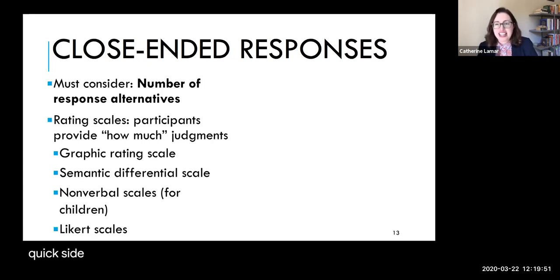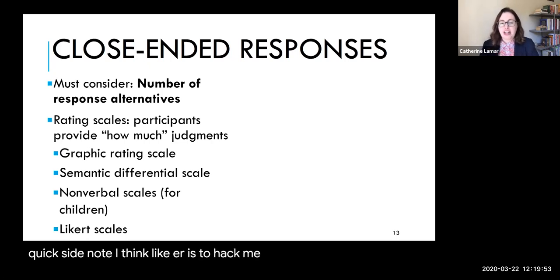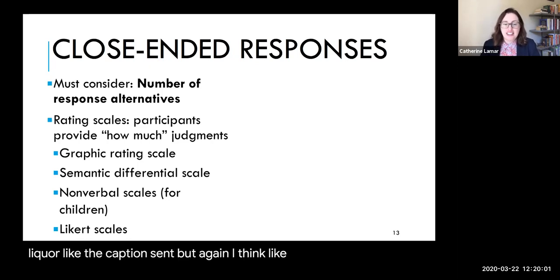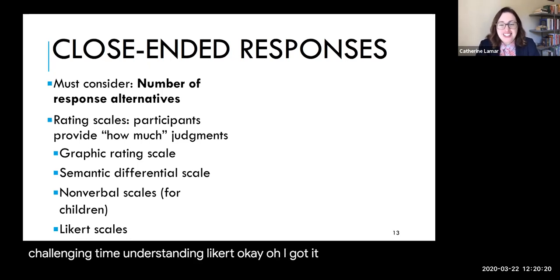Quick side note, I think Likert is technically pronounced "Likert," not "liquor" like the caption said. Again, I think Likert, L-I-K-E-R-T, is pronounced "Likert," but I say "Likert," and I hear "Likert" most of the time. I'm going to continue saying that for this, though again, it seems like Google Captions are having a challenging time understanding Likert.